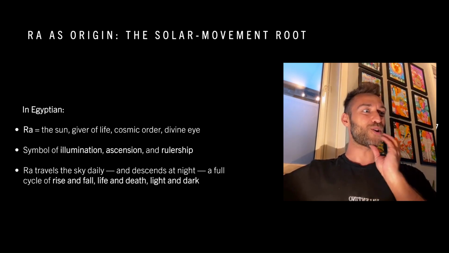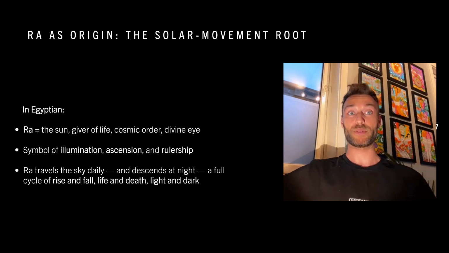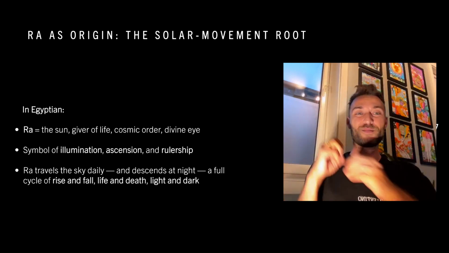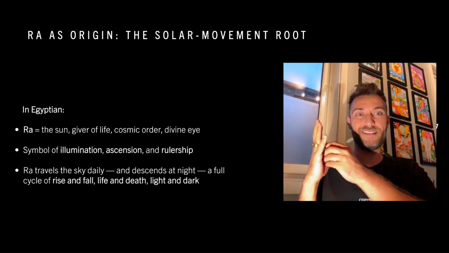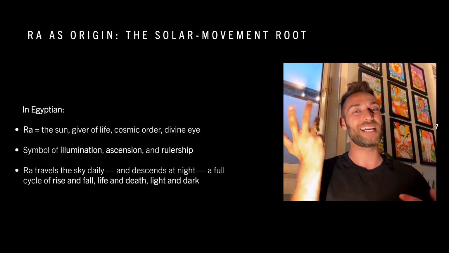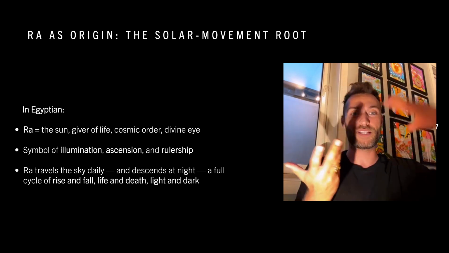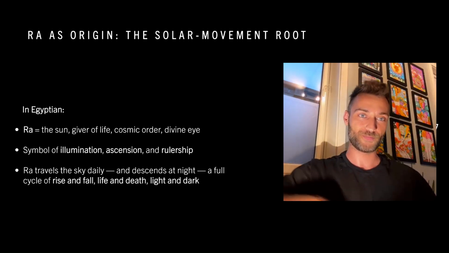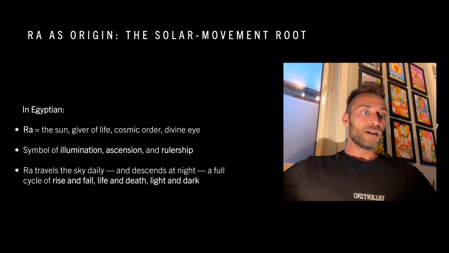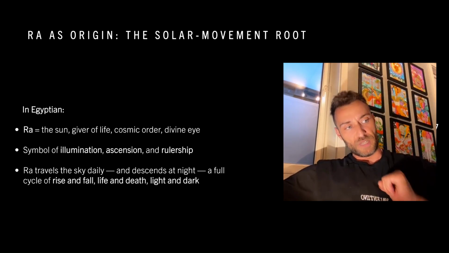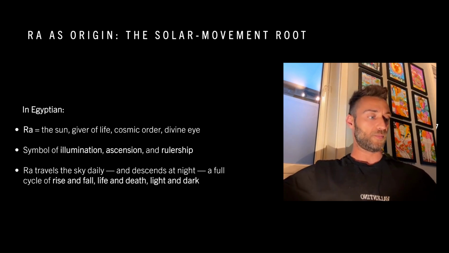Okay, so the solar movement root, that is what it is. Just imagine it as an idea, and then this idea of fire. From fire, you would get energy, danger, heat, right? So you just needed one idea, and this idea would give you a foundation to create new words, because this idea carries knowledge. So the sun, the giver of life, cosmic order, divine eye, symbol of illumination, ascension, and rulership, indeed.